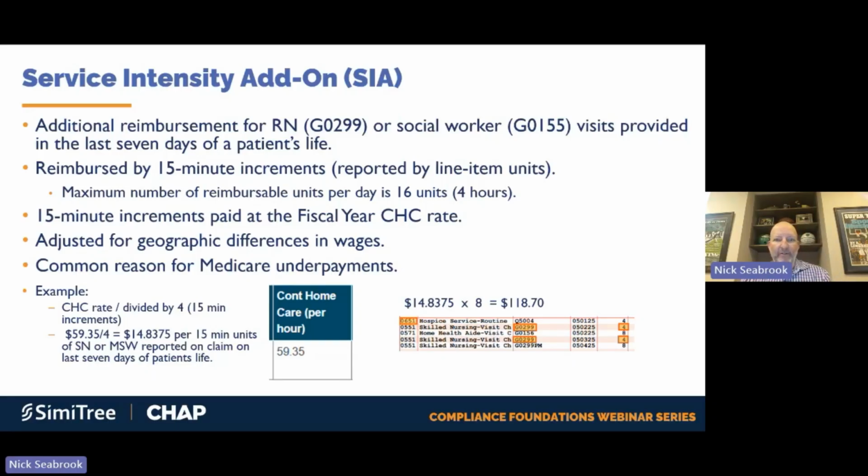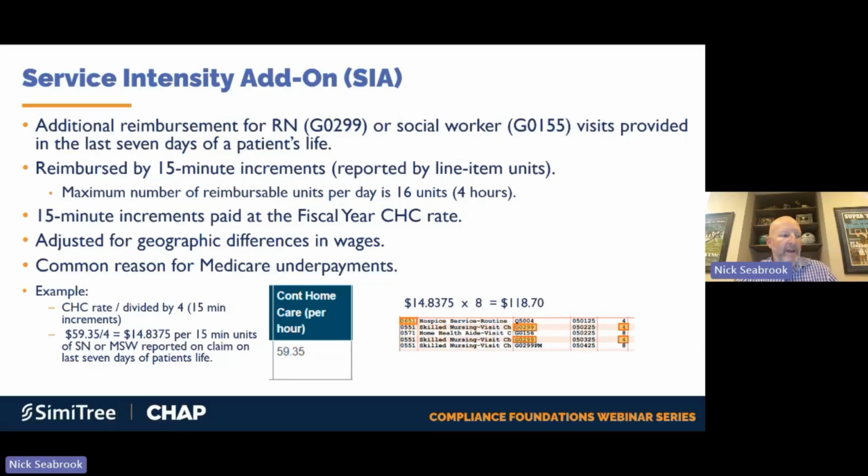Again, this is going to be adjusted based on the wage index, and this is what we see as one of the bigger reasons for Medicare underpayments: not having the correct SIA payment. So we can see here, just a quick illustration, what they're looking at is the continuous care rate divided by 4, giving that 14.83 per 15-minute unit, and you can see how it correlates over here on the right, on that chart on the bottom right, with that code and with the 4 units for those 2 visits, which would be 8 units in total for an additional payment of $118.70.